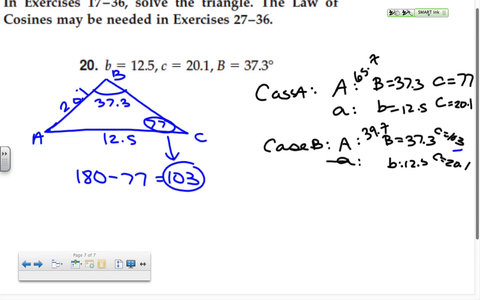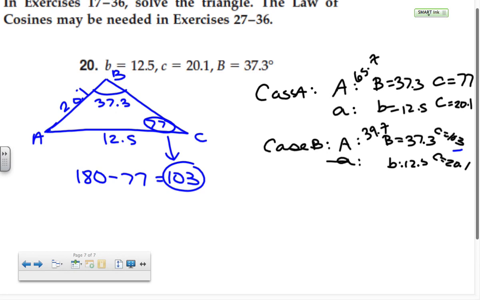Let's stop and talk for a moment about how I would know if it's two triangles or not. At this point, they both work out to nice 180-degree triangles. If they did not, you would do 180 minus that, and it would be a negative number. You can't have a negative angle, which means it would not work. There would only be one that would work.